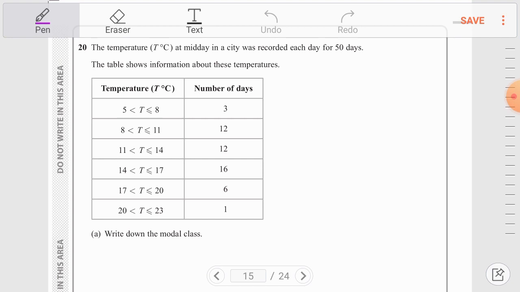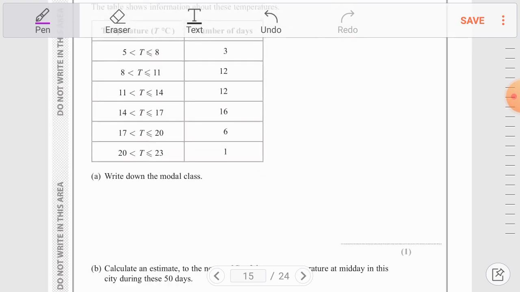The temperature T degrees Celsius at midday in a city was recorded each day for 50 days. The table shows information about these temperatures. Part A, write down the modal class.